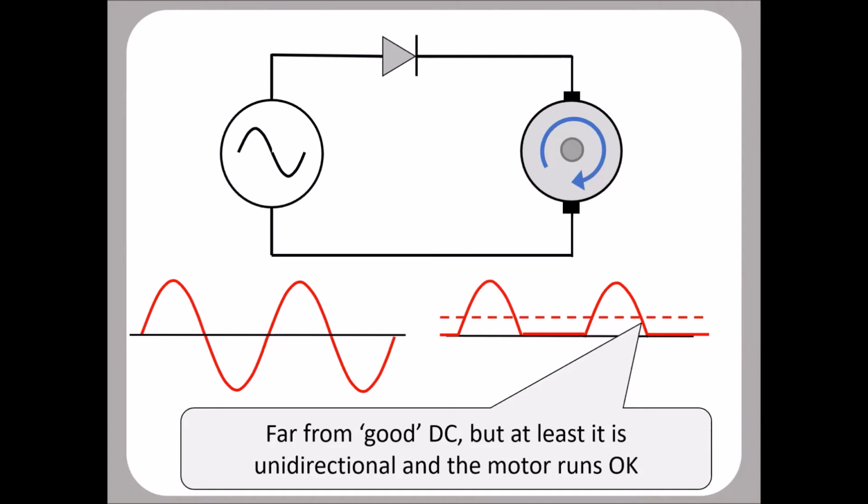It's not very good DC, is it? It isn't steady current, but it's in the same direction. And that's what counts as far as the motor's concerned. So it's not very good DC I'm giving it, but it's unidirectional and the motor runs okay.